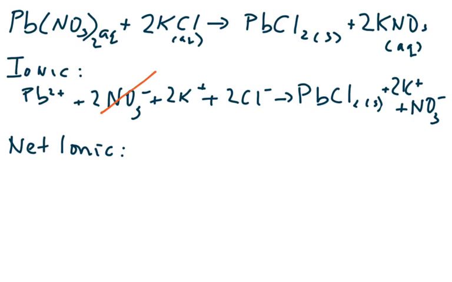So I have an NO3 here, I have an NO3 here, they get canceled out. I have a K plus here, a K plus there, they get canceled out. And those are called our spectator ions. So our net ionic equation is what's left over.